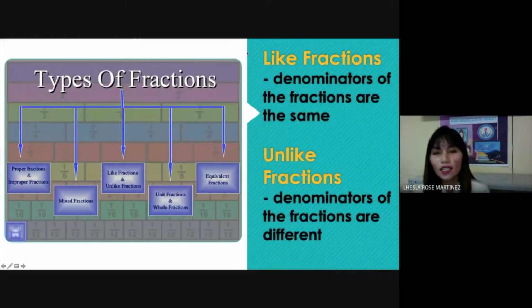Okay. So next we have the like fraction and unlike fraction. When we say like fraction, this is also known as similar fractions. The denominators of the fractions are the same. Two or more fractions po ang like fraction or similar fractions. Dapat 2 or more fractions yung ibibigay nyo, and they have the same denominator. So can you give me examples?